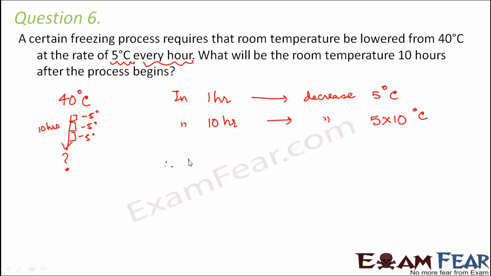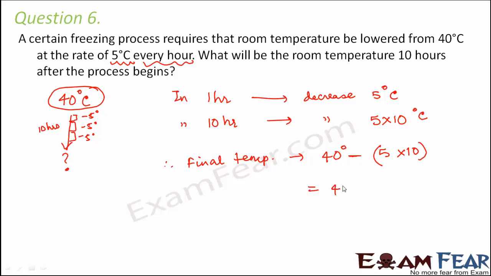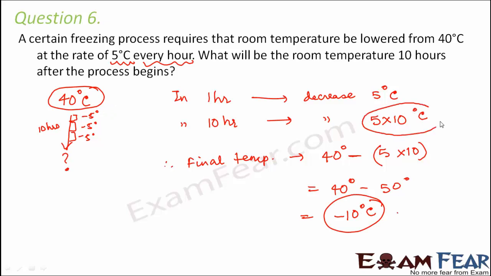Right? So therefore, what would be the final temperature? So the final temperature would be 40 degrees Celsius, because this much temperature will decrease. And what is the current temperature? Current temperature is 40. So the final temperature would be 40 minus 5 into 10. Right? So this would be 40 degrees minus 50 degrees, which is equal to minus 10 degrees Celsius. Because 5 into 10 is equal to 50 degrees Celsius.